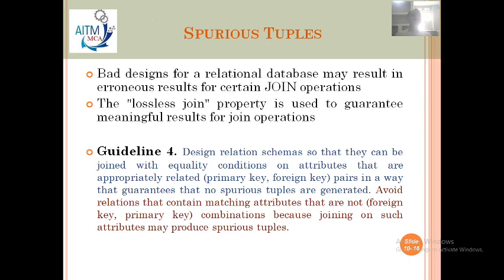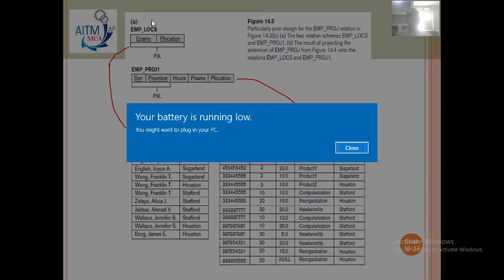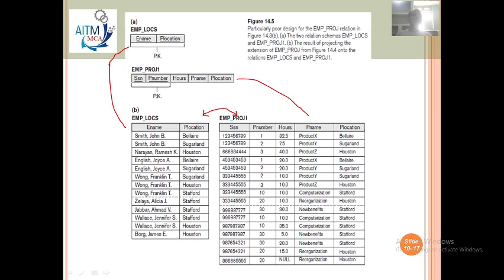Got it? Avoid relations that contain matching attributes which are not a primary key and a foreign key. These will produce spurious tuples. Example here, this e name is not a primary key. Here project number and this, which are primary key and foreign key, you try to combine them properly. Here also, instead of this employee name, if you would have taken the employee SSN number, then you would have combined these two, and it avoids the spurious tuples.